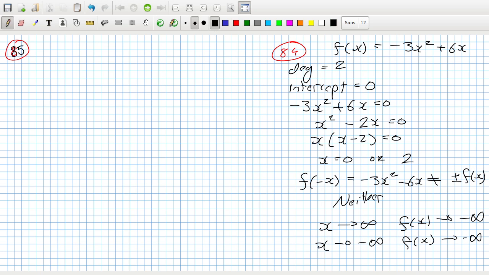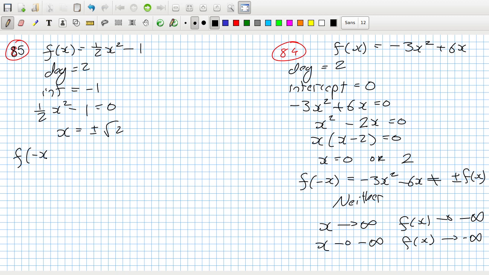85. f(x) equals a half x squared minus 1. So the degree is 2. The intercept is minus 1. And then a half x squared minus 1 equals 0. That means x is equal to plus or minus root 2 as the zeros.